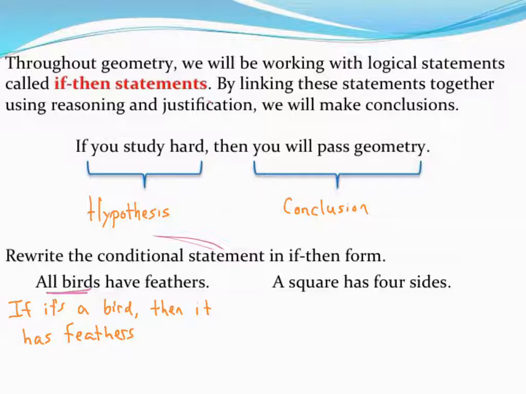Next up, we have, a square has four sides. And again, we want to try to phrase that in a way that will make sense without adding too many words, but get the if-then format. So I came up with, if a shape is a square, then it has four sides. Now you may have seen me erase real quick. Sometimes that happens with these. You start to write and realize it's not going to make sense. It's going to sound awkward. So rephrase it in another way.